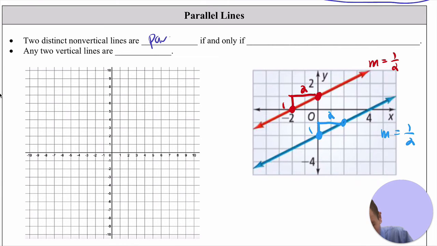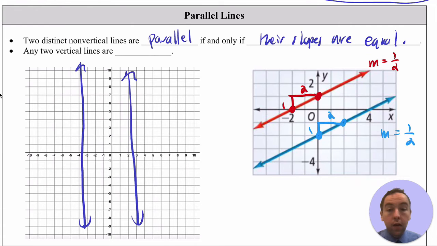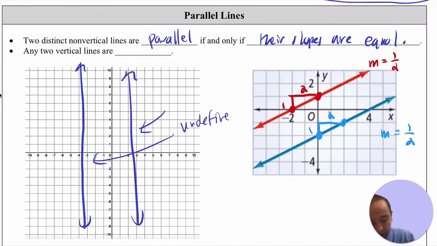So we can summarize and say that for any two distinct, so different, and also non-vertical lines, they are always going to be parallel if and only if their slopes are equal to one another. The reason why we break this apart into non-vertical line cases and then vertical line cases is because if you do have two vertical lines, of course they're going to be parallel to one another, but we can't say that their slopes are equal because the slopes of those two lines are undefined, and undefined is not a number, so you can't say undefined equals undefined. So that's why we just have this separate bullet point just to say that any two vertical lines are parallel.